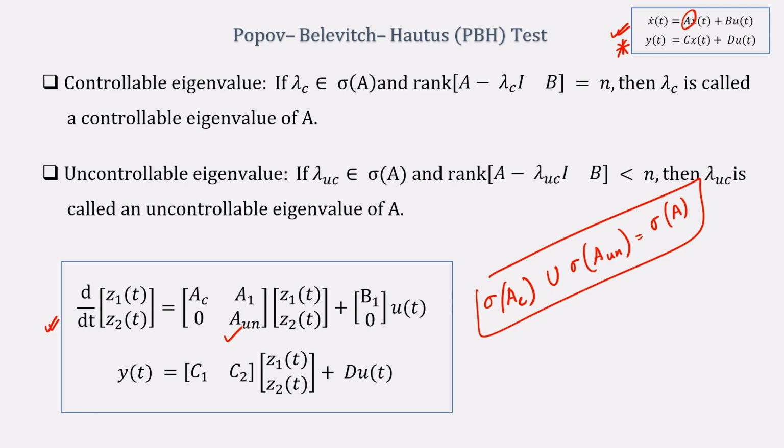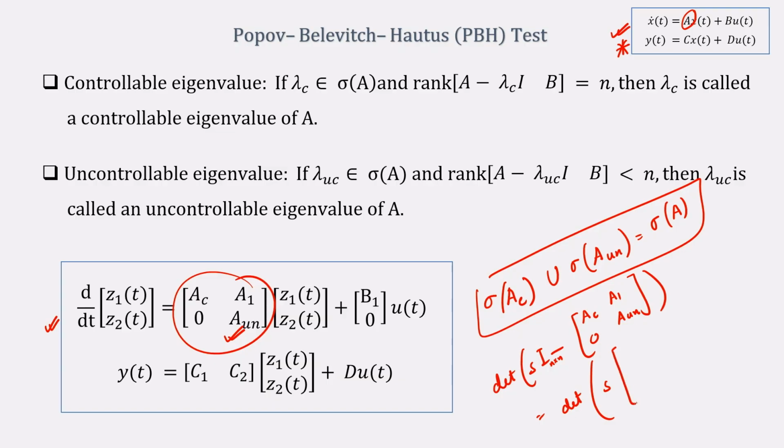You see, what are the eigenvalues of this matrix? The eigenvalues of this matrix are the roots of the determinant of SI minus [AC, A1; 0, AUN], or A bar, whatever you want to say. This is an n cross n matrix, and this is nothing but the determinant of S times [I (an r cross r identity matrix), 0; 0, I (an n minus r cross n minus r identity matrix)], okay, minus [AC, A1; 0, AUN], right, and what is this?